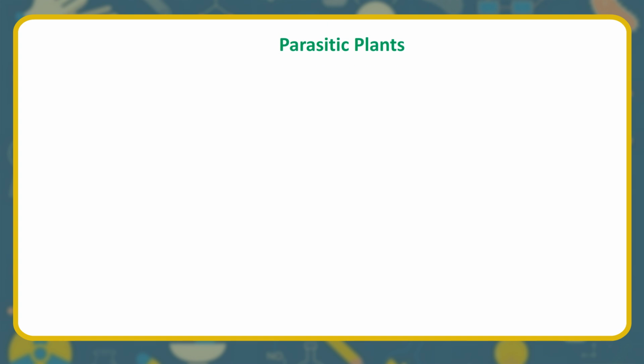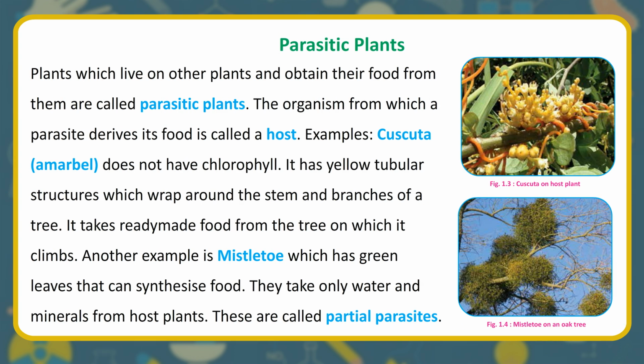Parasitic plants. Plants which live on other plants and obtain their food from them are called parasitic plants. The organism from which a parasite derives its food is called a host. Examples: Cuscuta, amarbel, does not have chlorophyll. It has yellow tubular structures which wrap around the stem and branches of a tree. It takes ready-made food from the tree on which it climbs.